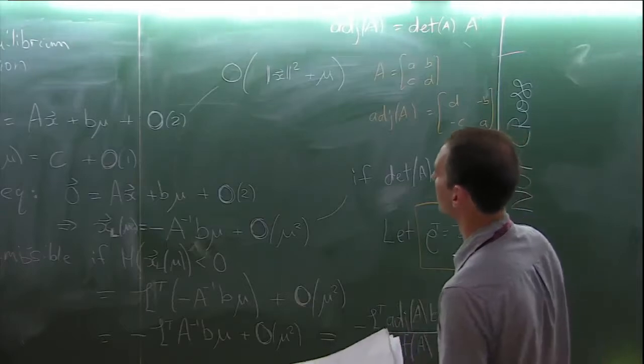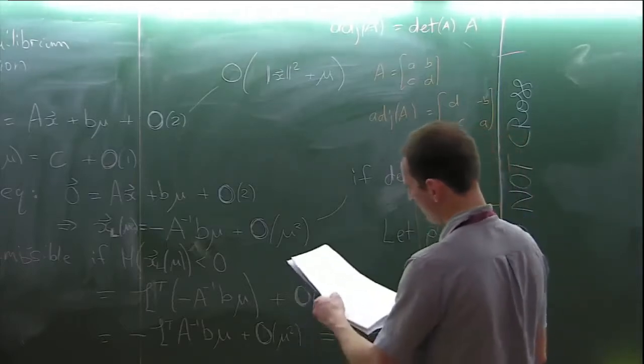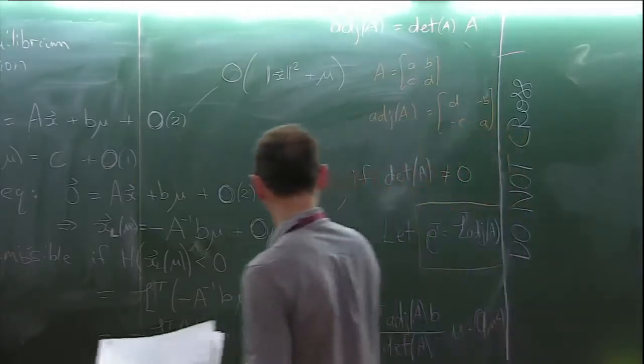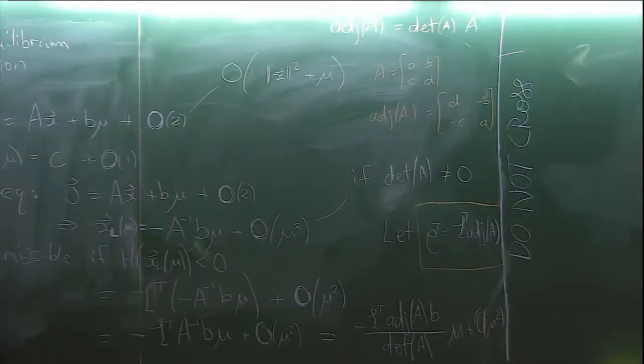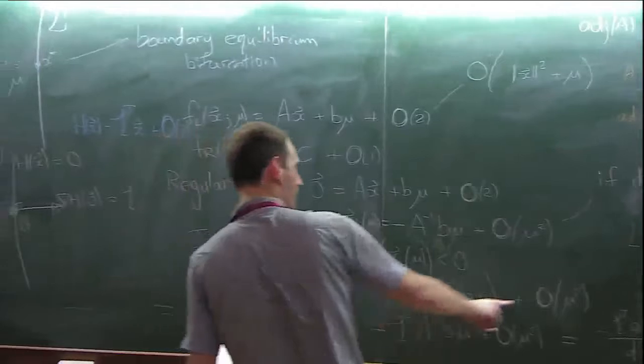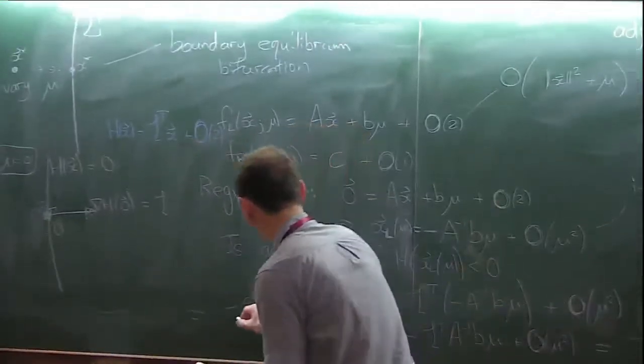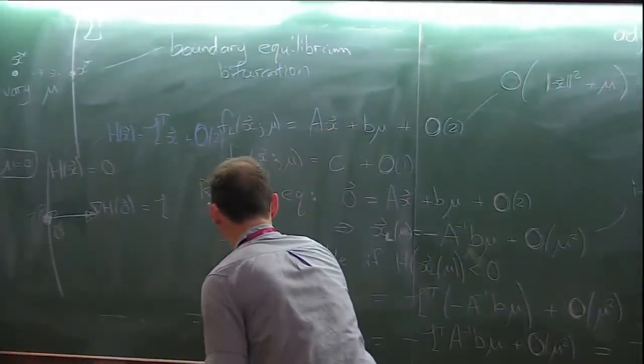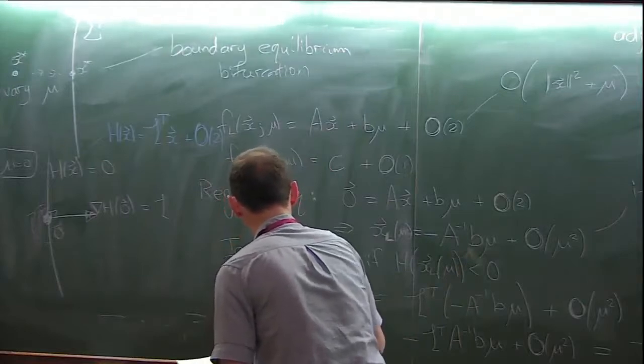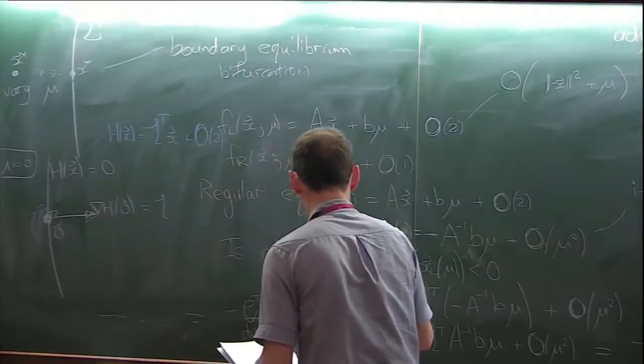Yep, so I've run out of space. What do I need? Oh, sorry. Equals. Okay, so we get minus rho transpose B divided by the determinant of A mu, and then plus.